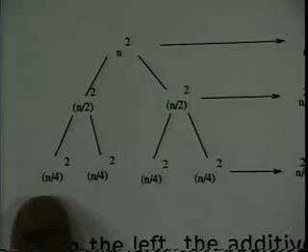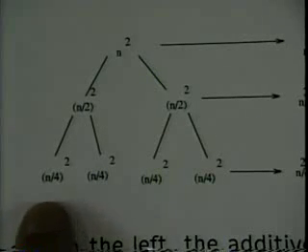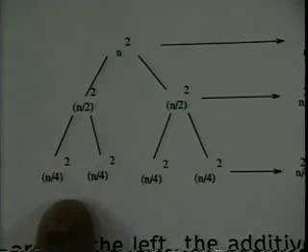What is this? You have n squared, n over 4 squared. That's n squared over 16. And you've got 4 of those terms. 4 times n squared over 16 is n squared over 4.